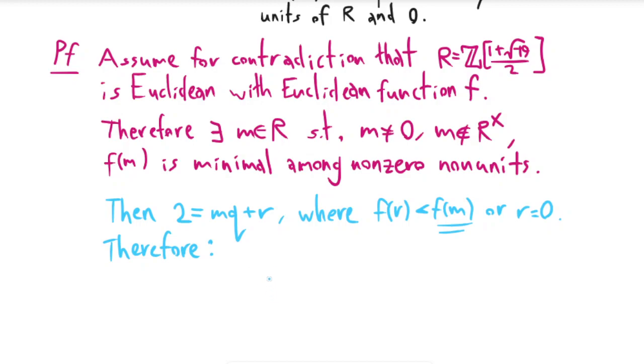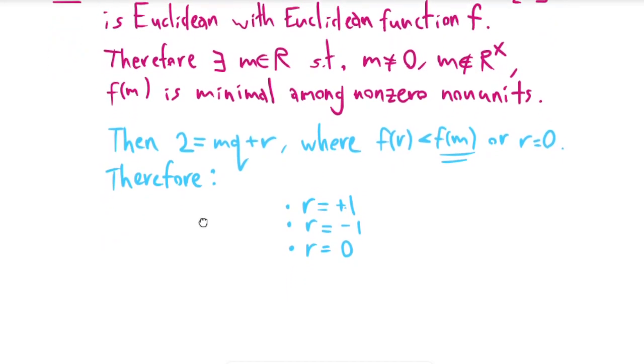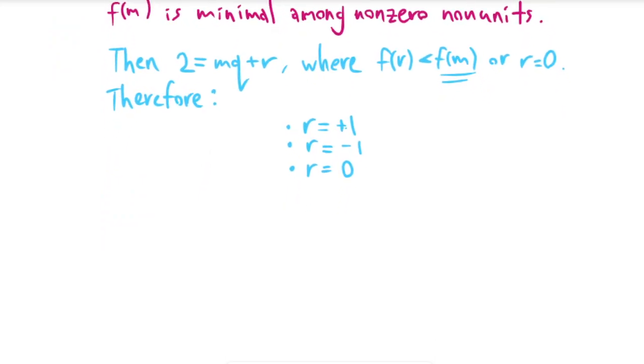And so there's actually three cases for r then. One case is that r is plus 1. One case is that r is -1. And then the last case is that r is 0. Right, and here we're using, again, that the only units in the ring are positive and negative 1. Great. So we're going to look at each of these cases and we'll show that each one gives a contradiction.